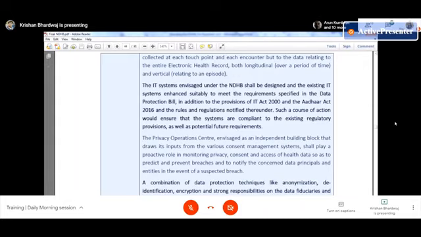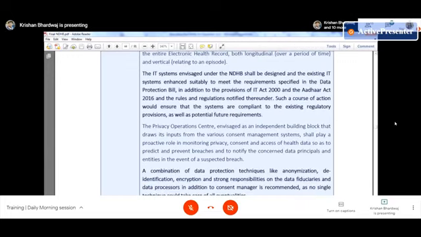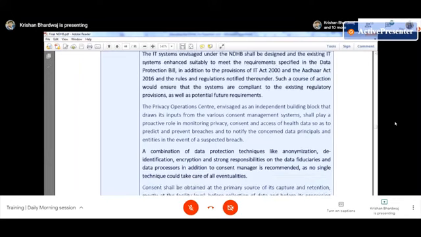My question was about anonymization. So anonymization and deduplication. These are the two things which NDHB is talking about, and they are saying clearly, if you see the bottom of this page, a combination of data protection techniques like anonymization, deduplication, de-identification, encryption, and strong responsibilities on data fiduciaries and data processors, in addition to consent manager, is recommended, as no single technique would take care of all eventualities.